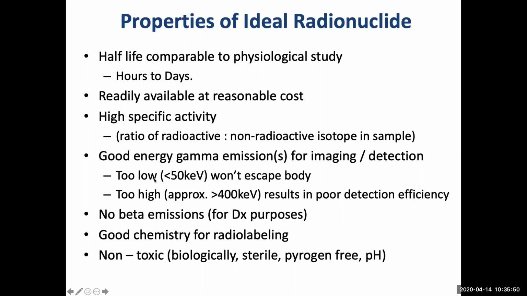If the energy of the photon emitted by the patient is less than 50 keV, the photon will be attenuated inside the body. It will be absorbed by the body and will not reach the detector outside, because the energy is very low. All the energy will be deposited inside the body, absorbed by the body, and this increases the patient dose without any benefit for imaging.